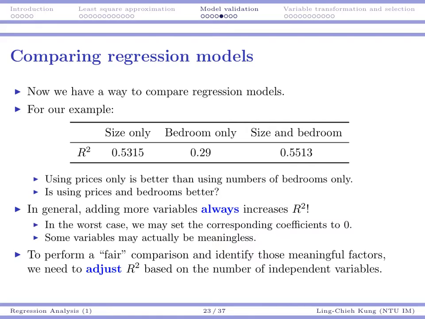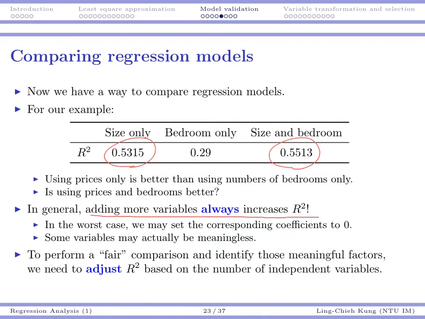If we include both of them, we have the largest R-square. But it's dangerous here, because if we compare these numbers, we probably feel that having both variables gives us the best regression model because its R-square is the highest. But actually, this is not the case, because adding more variables can always increase R-square.